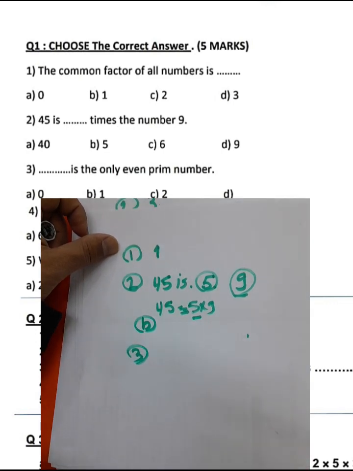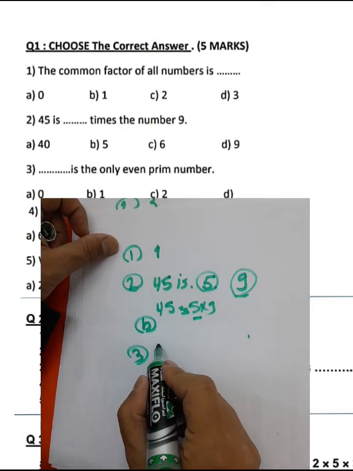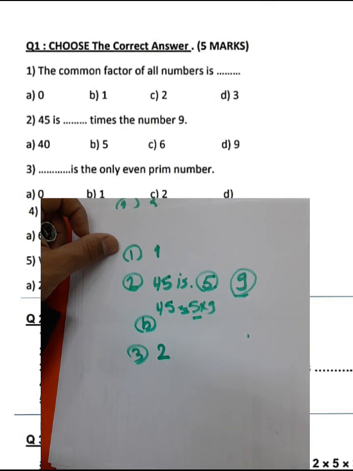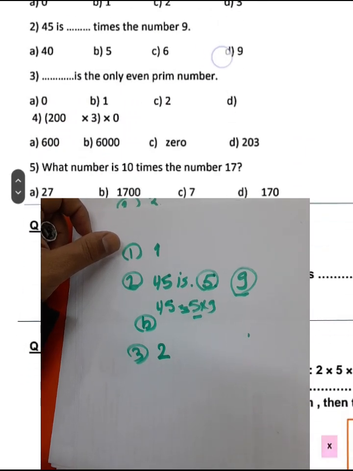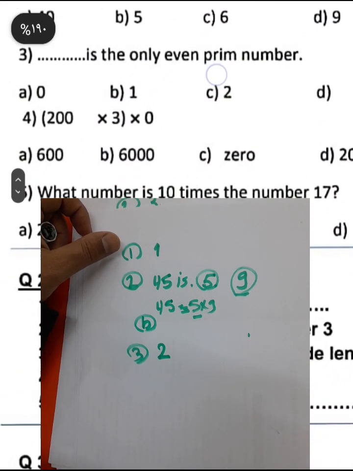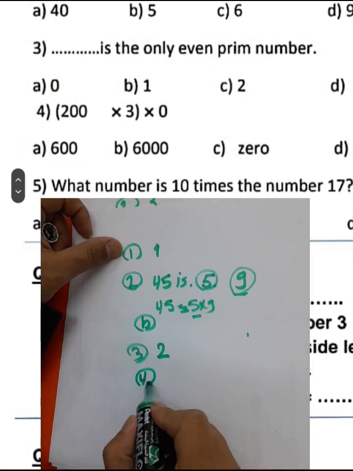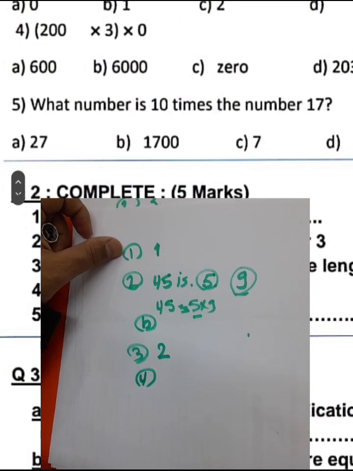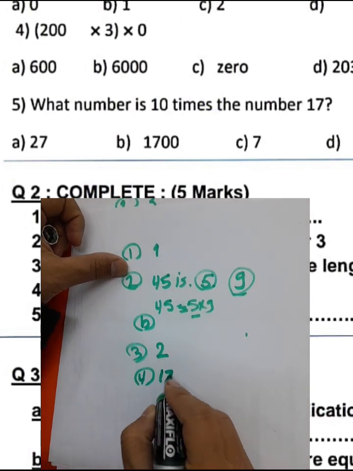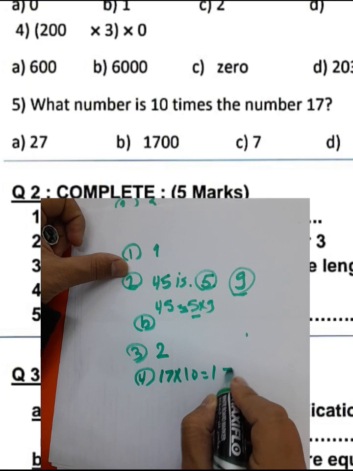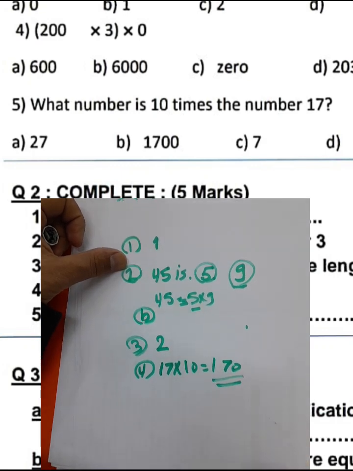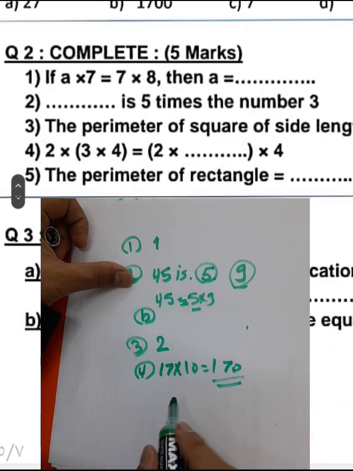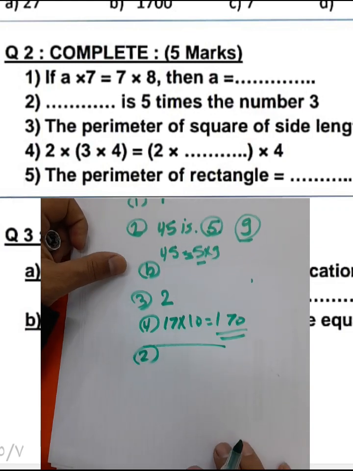Question number 3. Space is the only even prime number. 2 is the only even prime number. We know any prime number can be divided by itself and 1, and 2 we call the only even prime number. Okay, question number 4. What is the number that is 10 times the number 17? It means 17 multiplied by 10, it will be 170.